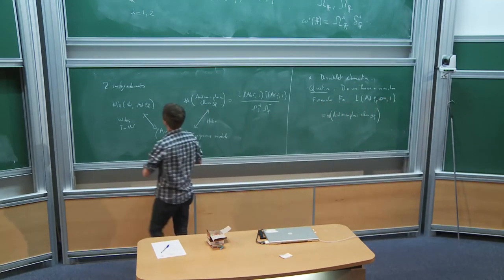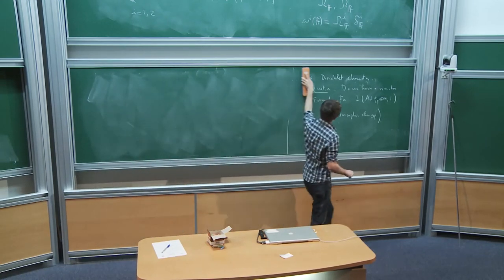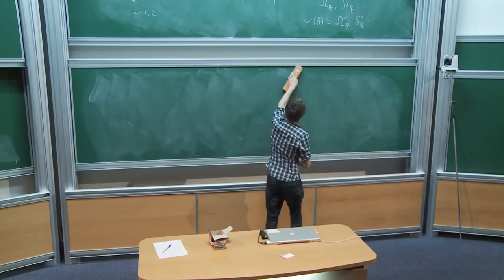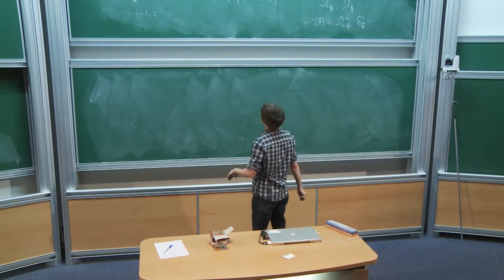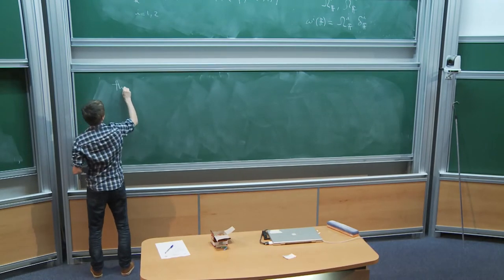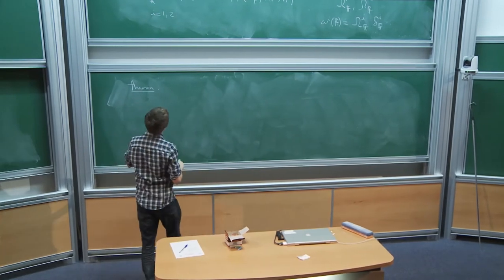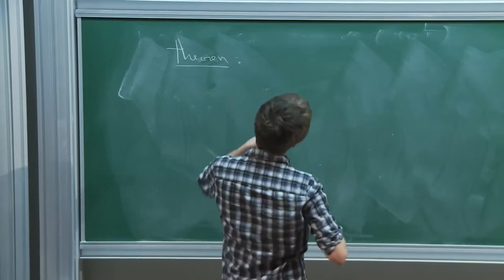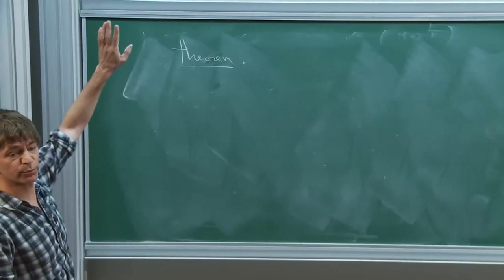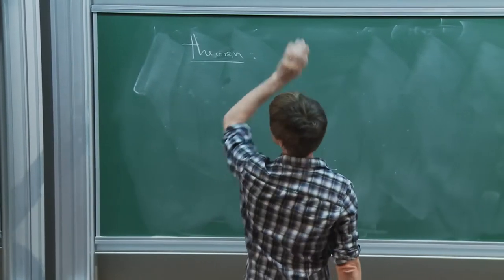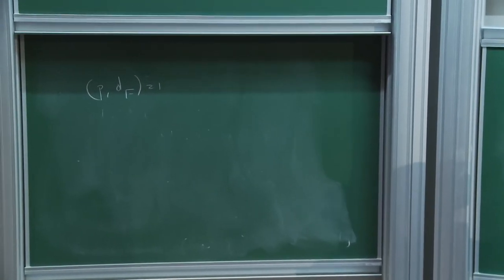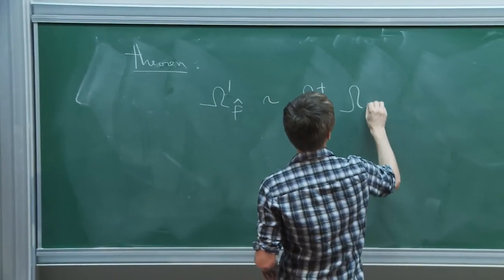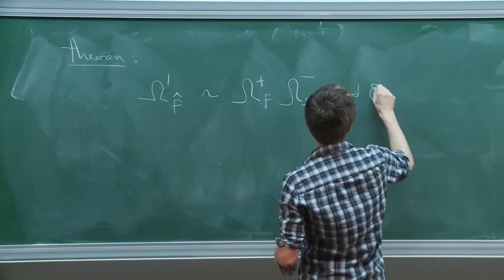So the theorem that we get is the following, with the same hypotheses as before. There is a hypothesis I forgot to mention, which is that p has to be prime to the discriminant of the field. So the theorem is that omega 1 of f hat is equal to omega plus f times omega minus f, modulo the prime p.